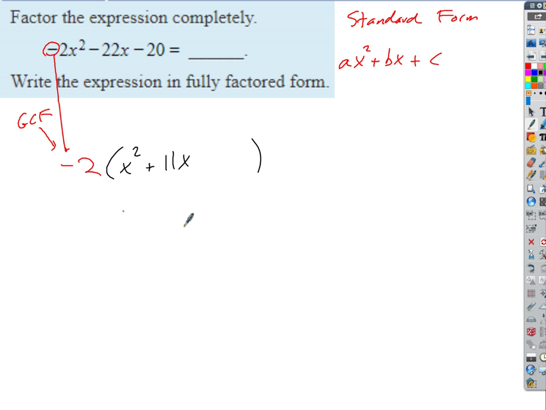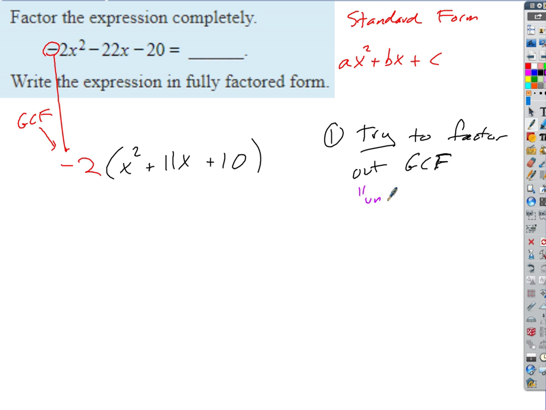Good. Negative 2 times what is negative 20? Good. Okay, so there's step 1. Step 1 is always going to be try to factor out the greatest common factor, right, GCF. And that's the same thing, we might call that undistributing, right? Okay, now we do what we practiced yesterday.